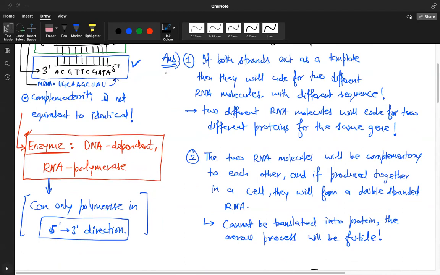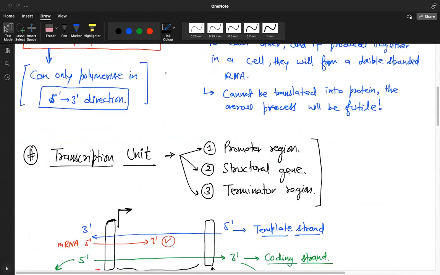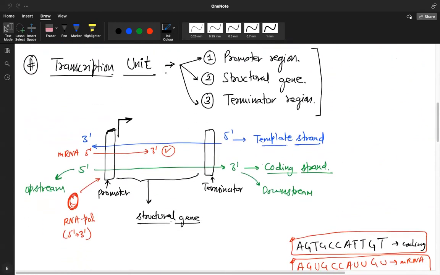Then we discussed the transcriptional unit. It has three regions: the promoter region, a structural gene, and the terminator gene. A promoter is located towards the 5' of the structural gene. It is a DNA sequence that binds the RNA polymerase. The presence of a promoter in a transcriptional unit defines the template and the coding strand. Then the terminator is located downstream of the structural gene, and that causes the transcription to end.